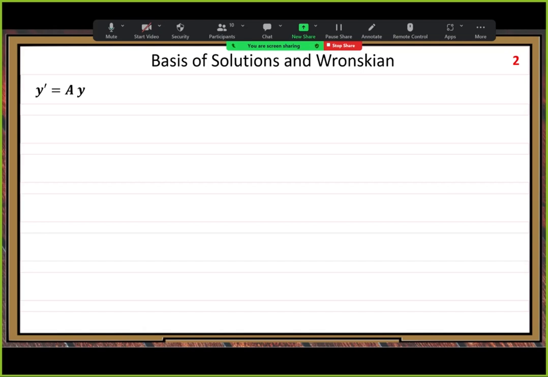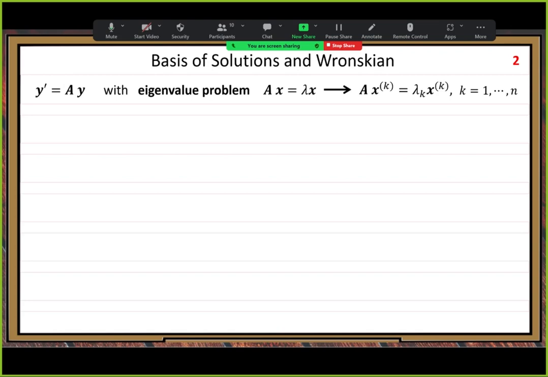So our general equation, homogeneous, y prime equals A y. First we need to solve the eigenvalue problem. The typical eigenvalue problem, A x equals lambda x, and we assume we have the solution.